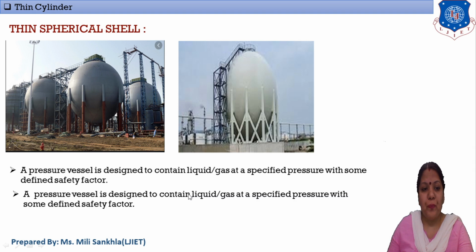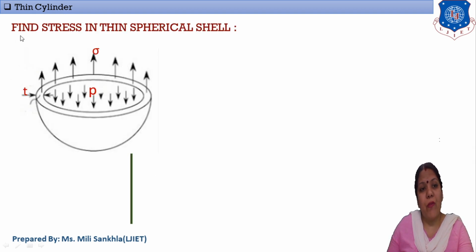Okay, now first of all we find out stress acting in the spherical cell. Okay guys, in a sphere only one dimension matters, that is diameter. In a thin cylinder there are two dimensions, first is diameter and second is length. So in a thin cylinder we find out two stresses, first hoop stress and second longitudinal stress. But in a spherical cell there is only one dimension, that is diameter.